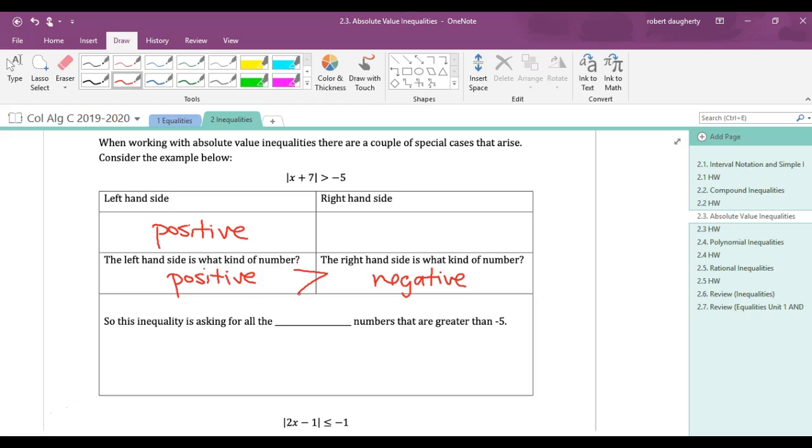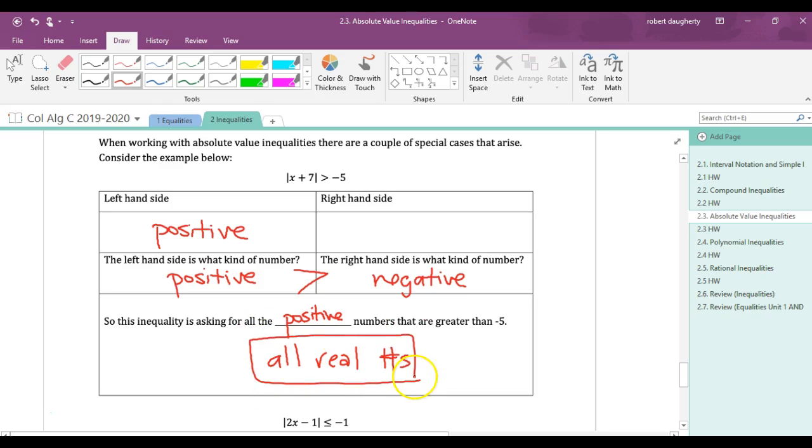So this is asking for all the positive numbers that are greater than negative 5. What are they? All real numbers, okay? So this solution is all real numbers. The key that this one was a little bit different was when you see this negative over here, okay?